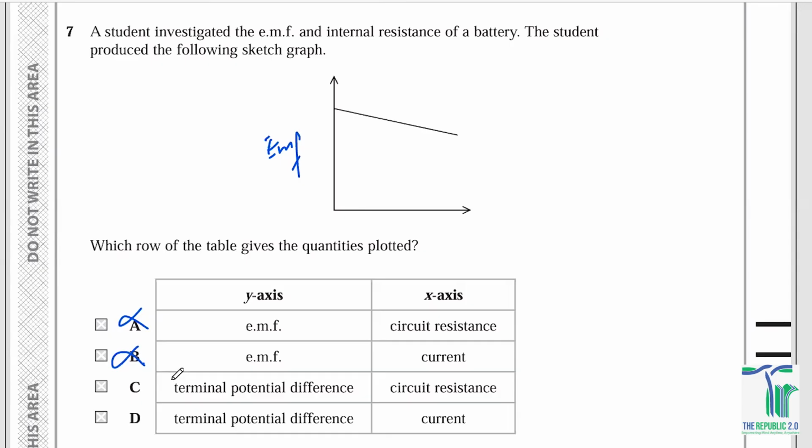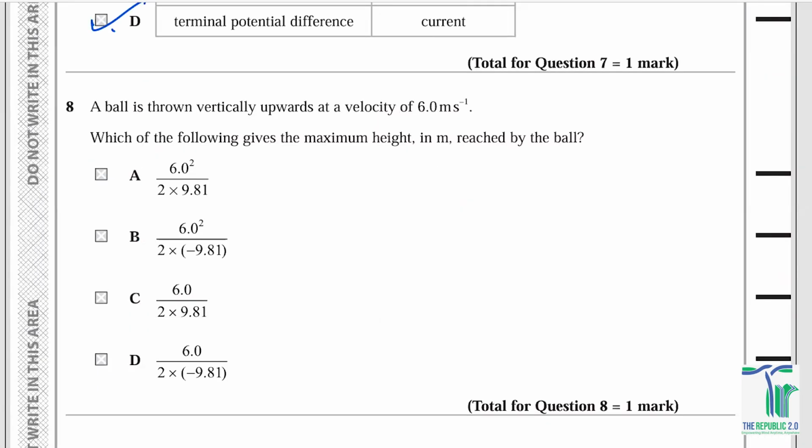In option C, you've got the terminal potential difference and the circuit resistance. Both are directly proportional to each other, so their graph could not look like this. But in option D, the terminal potential difference and the current: as you increase the current, the terminal potential difference decreases. So that is why you have to go with option D.